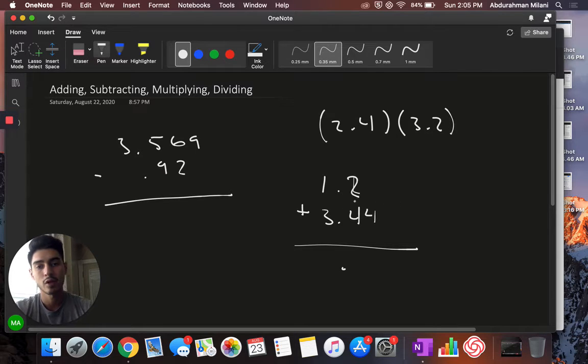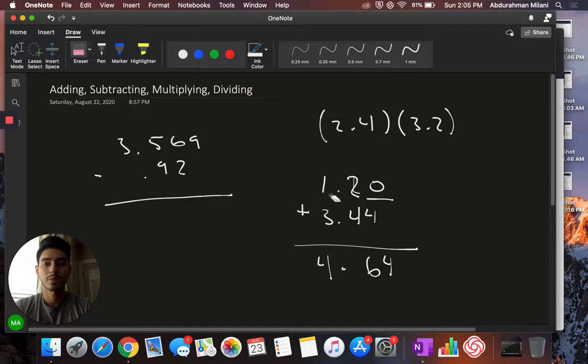If there's ever a blank spot to the right of a number, we want to add a 0 to that. So right here, you can see that our number started to change a little. So we can go ahead and add it out. We want to add from the right and work our way to the left. So 4 plus 0 is 4, 2 plus 4 is 6, and then 1 plus 3 is 4. Just like that.